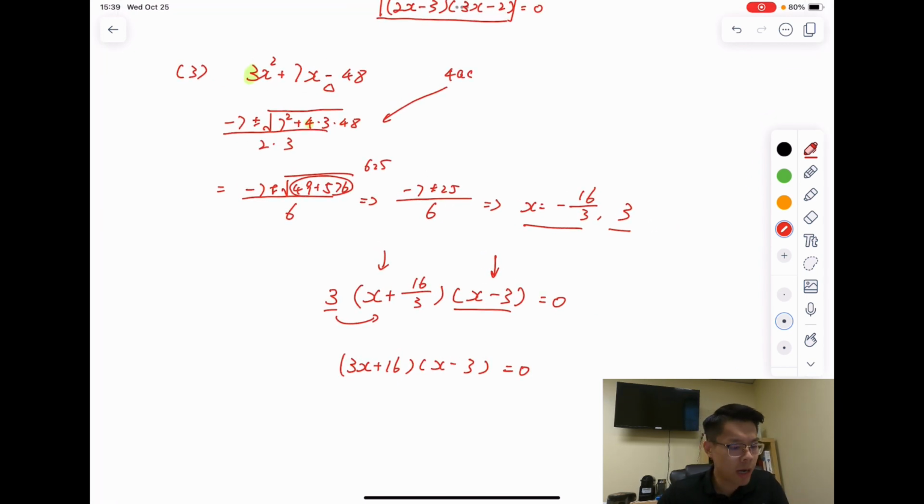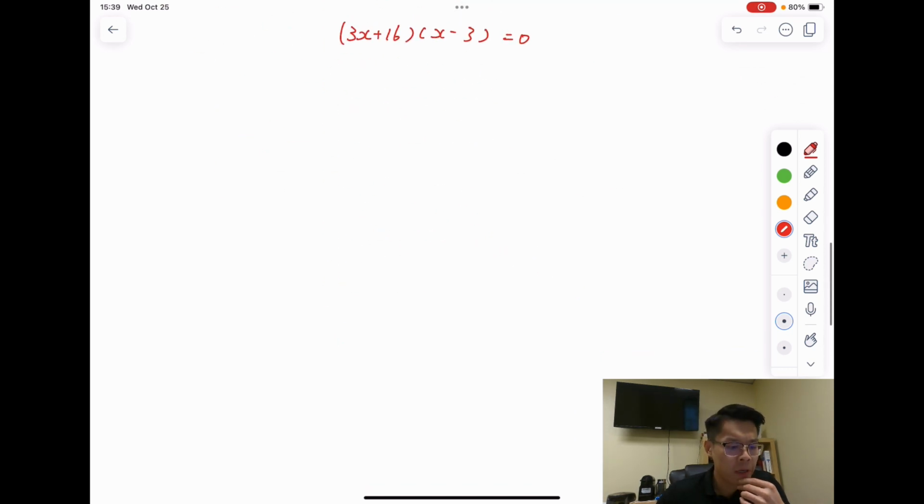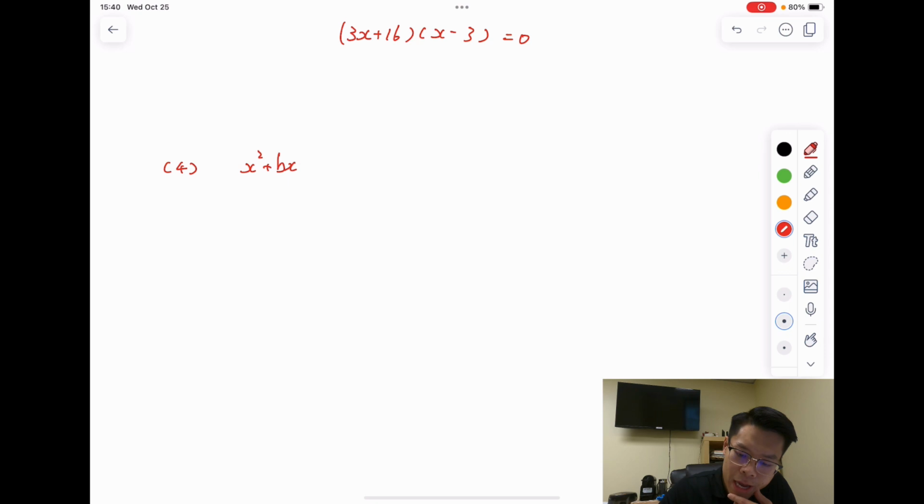So let's move on to the last example over here. Given the quadratic equation, we have number 4 here. We have x squared plus bx plus c is equal to 0, if one of its roots is 1 plus root 2. So we know that one of the roots is 1 plus root 2. Okay? Determine the value of b and c. So we're trying to get b and c, and the value of the other root. So I also have to get the other root.